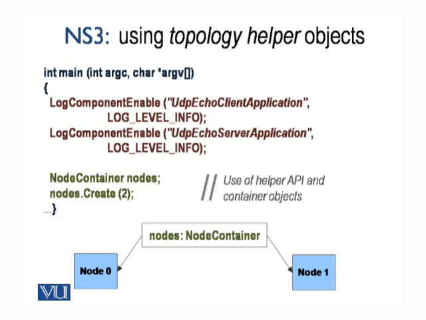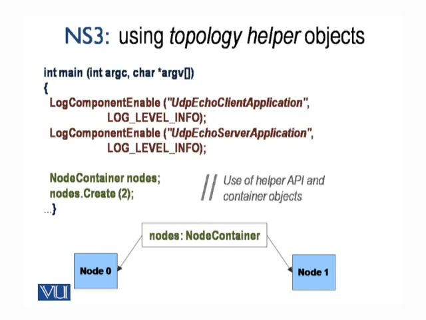So here we are firstly defining nodes as an object of type node container, and then using a method of this object, we are going to create two nodes. So these are the two nodes that we have shown on the bottom of the slide, and both these nodes are part of the node container.